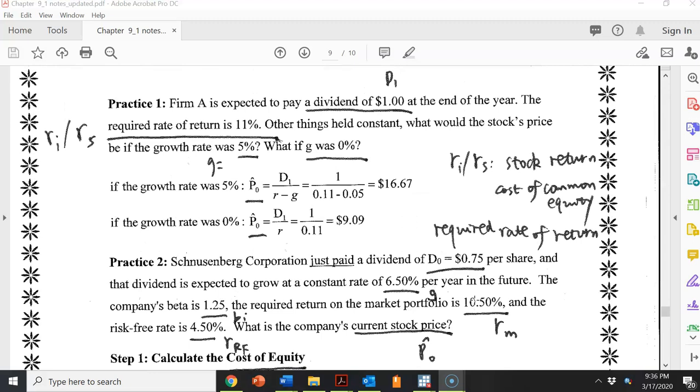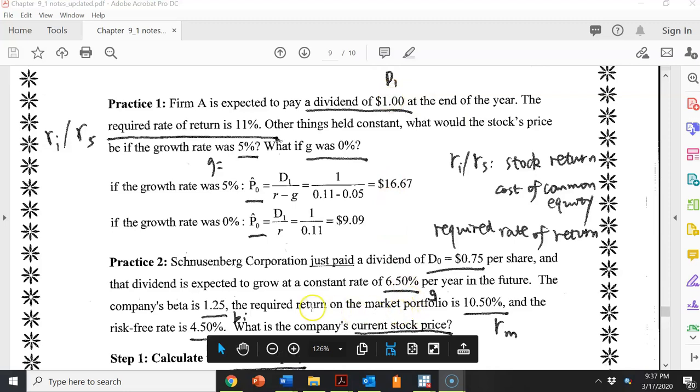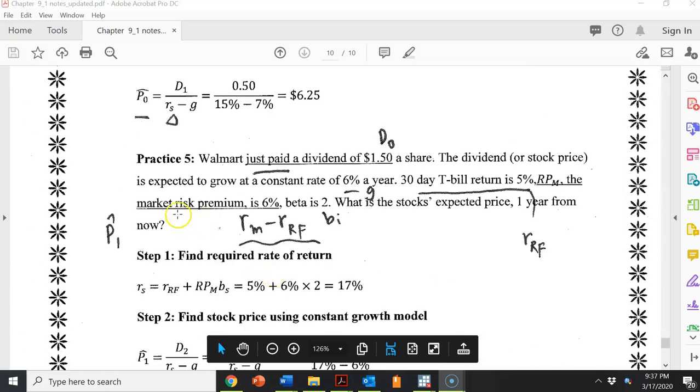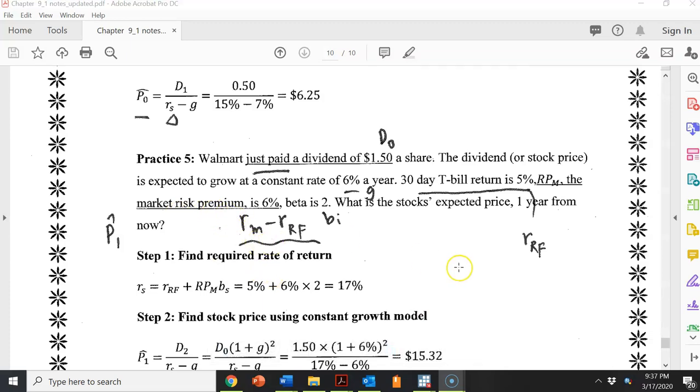Also, you should pay attention to how to tell if it is D1 or D0. If the dividend is just paid or already paid, it's D0. If the dividend is paid at the end of the first year, then it's D1. Also pay attention: if the question says it's the return on the market portfolio, then it means RM. If the question says it's the market risk premium, then it's RM minus RRF.